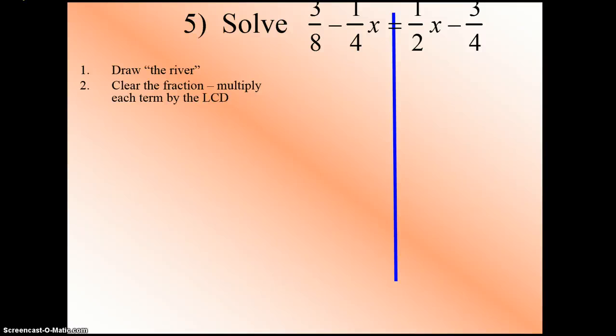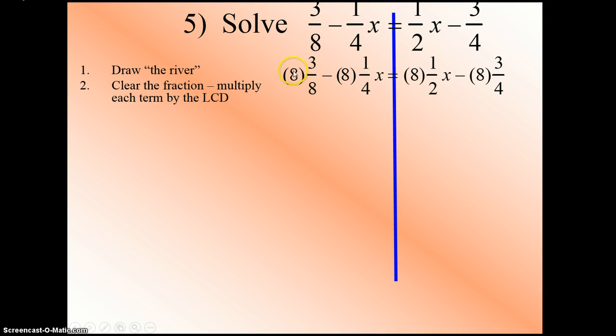So what we do to clear the fraction is multiply each term by the lowest common denominator. Okay? So let's take a look what that means. The LCD is 8. They all have 8 in common. 2 can go into 8, 8 can go into 8, and 4 can go into 8. So you've got to multiply everything by 8. And when you do that, these 8s will cancel out, leaving you with 3. 8 times 1 is 8, divided by 4 is negative 2.